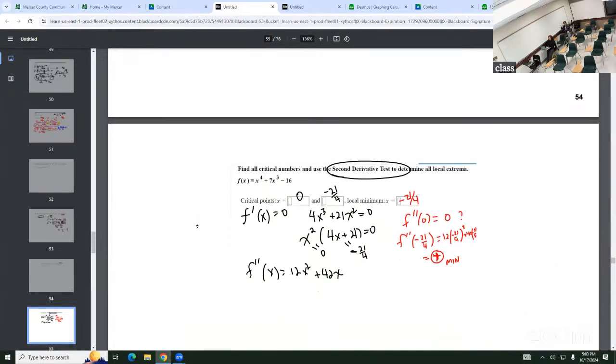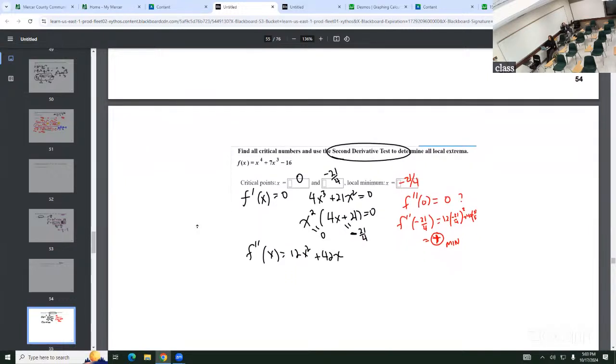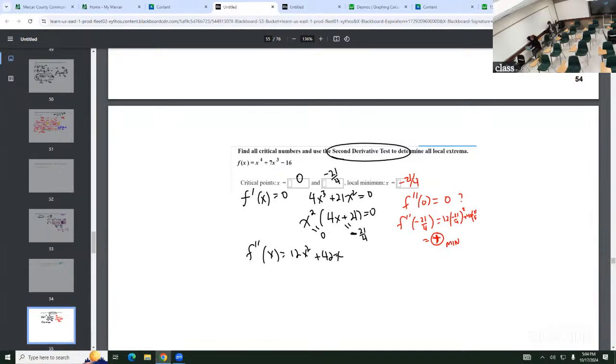Find the critical numbers, then use the second derivative test. So how do we find the critical numbers? Go ahead, Jake, tell me how to find critical numbers. It's when the derivative of x is equal to 0 or undefined. So I take this function and I take the derivative and I set it equal to 0 and I end up getting two answers, 0 and negative 21 over 4. Then use the second derivative test. So I must find the second derivative, which is this function right here. And then I just plug 0 in and I plug minus 21 over 4.